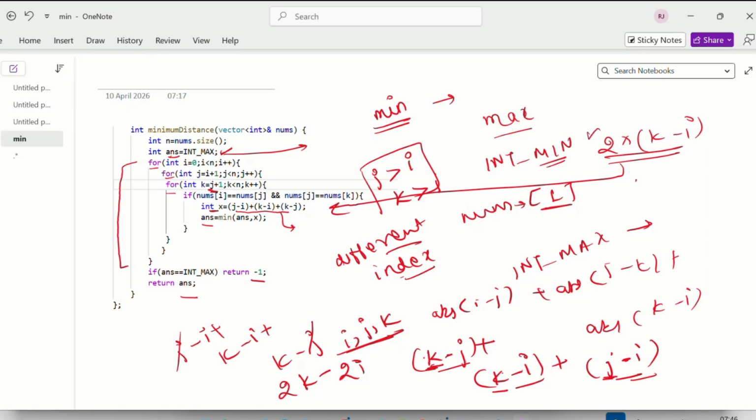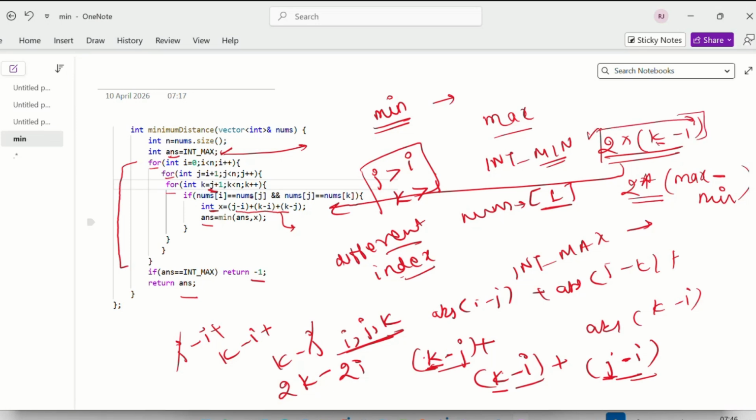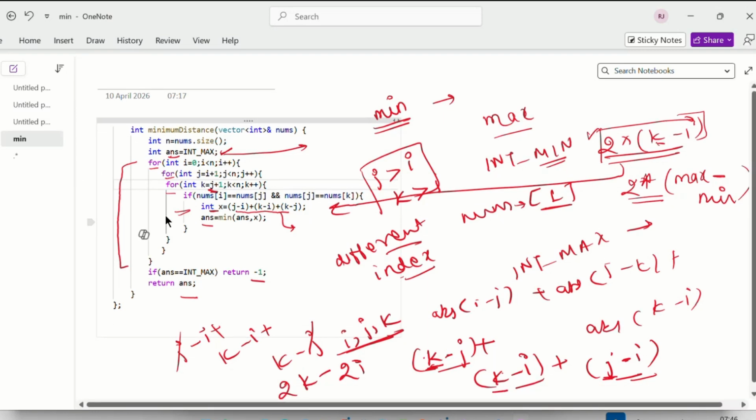What it is denoting is 2 into the maximum of that tuple minus the minimum value of that tuple. In that case also you will get the same answer only. You can do this directly with this also. For better understanding, I have written this. So this is for this example.